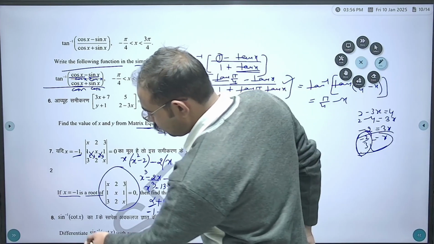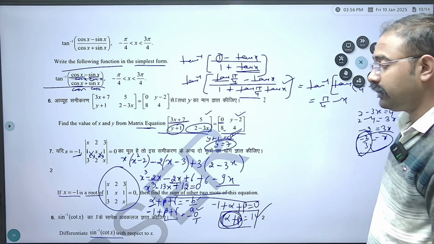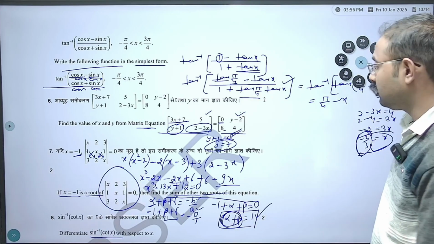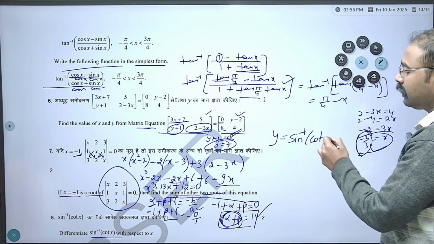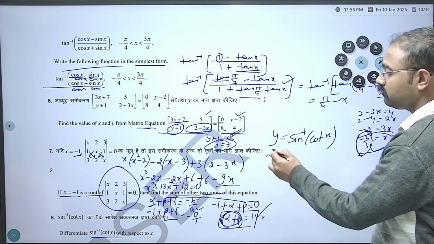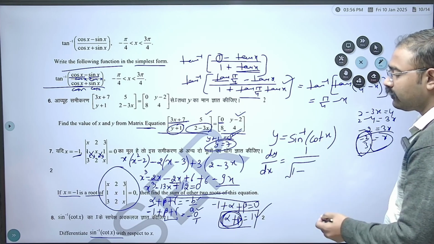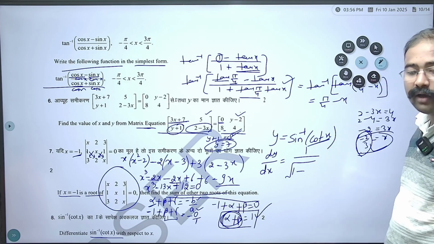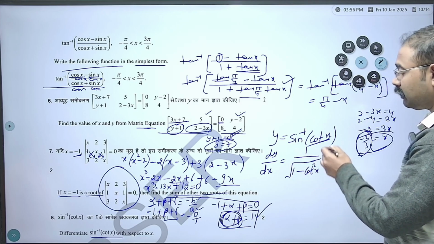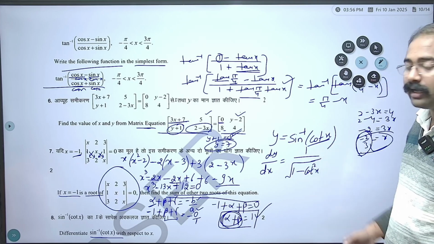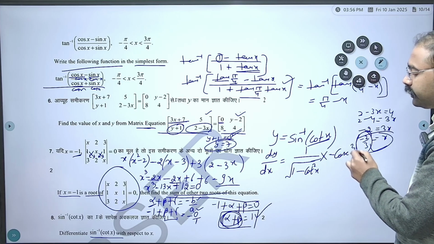This is question number 7. Now question number 8 is sine inverse cot x, and we have to differentiate it with respect to x. So y is equal to sine inverse cot x, and the differentiation of sine inverse x is 1 upon root 1 minus x square, and here in place of x we have cot x, so cot square x. Now in place of x we have cot x, so we will differentiate this cot x also, and the differentiation of cot x is minus cosec square x.